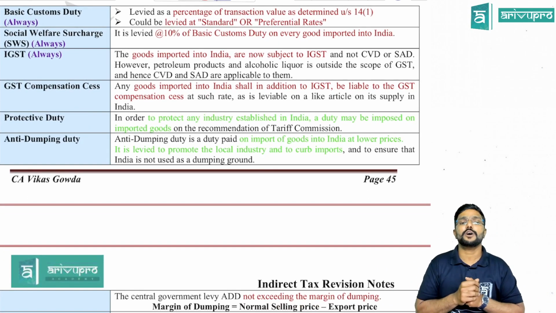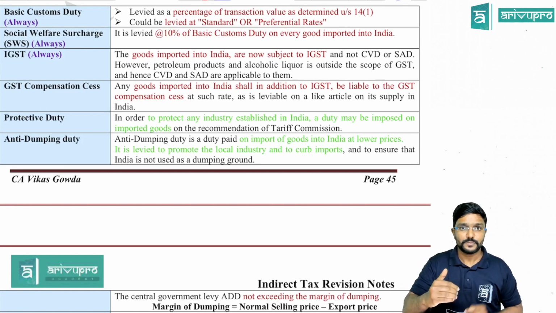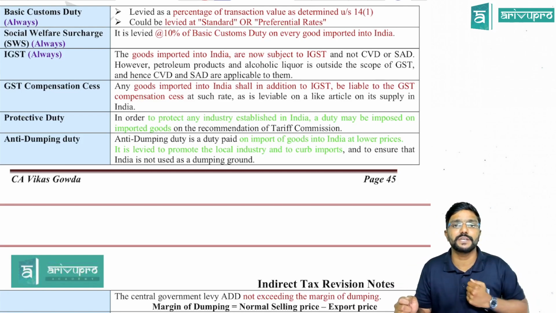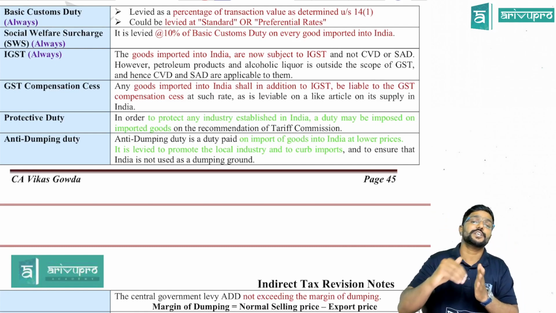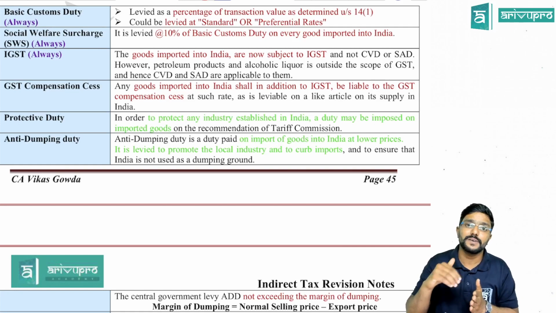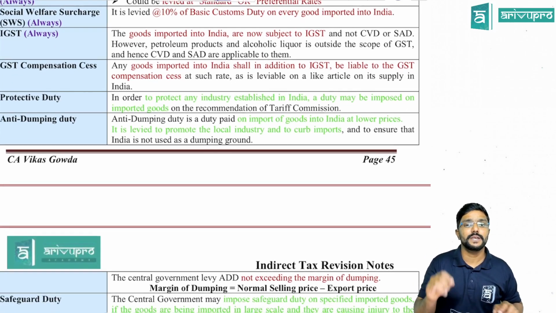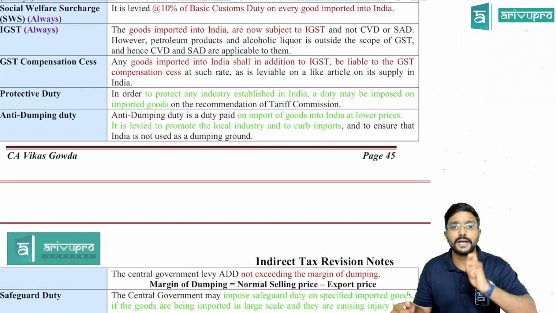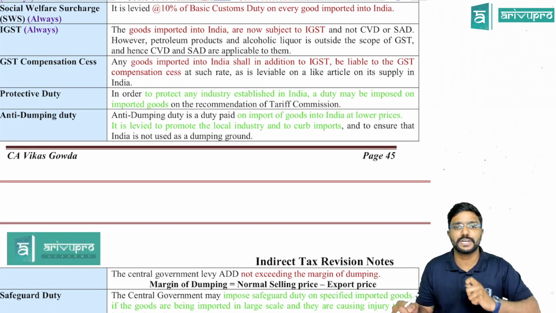Then coming to GST compensation cess, it can be levied only on the import of goods on which cess is levied if the same goods are sold in India, that is either luxury goods or sin goods. If you are importing that same luxury goods or sin goods, in addition to whatever we have discussed, even compensation cess will be levied. Then coming to protective duty, in order to protect the Indian domestic industry established in India, a duty may be imposed on imported goods on the recommendation of Tariff Commission.